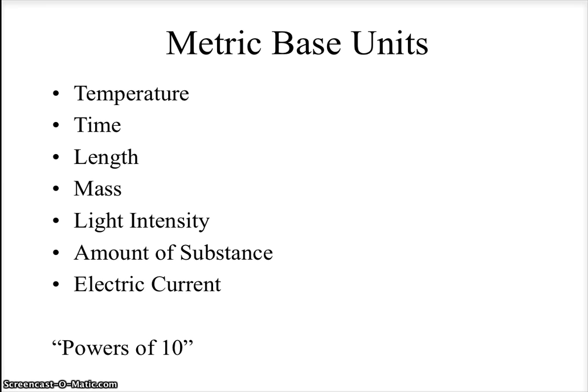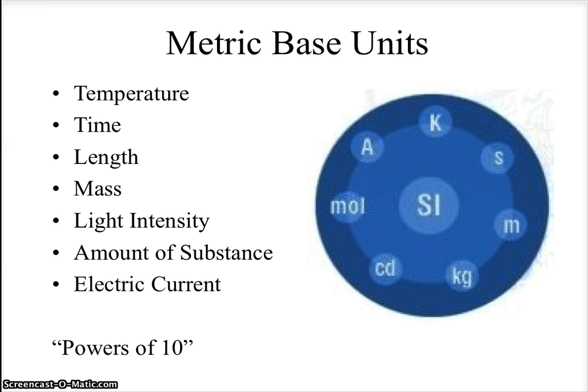So there are some basic metric units. We're going to be taking into account temperature when we get to thermodynamics. Time, we will be getting into very soon. Length, which is a unit of measure for how long something is. Mass is how much stuff something has. Light intensity, very little. Amount of substance is in chemistry. Electric current, which we will be doing quite a bit in the second semester. And so metric-based units are essentially based upon these units.